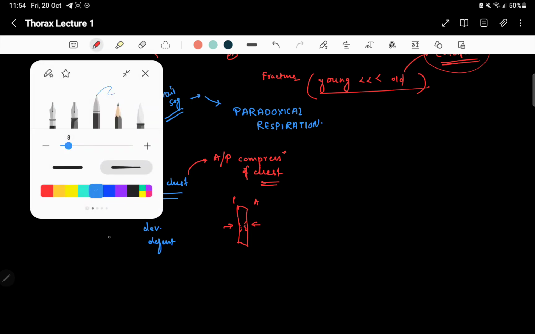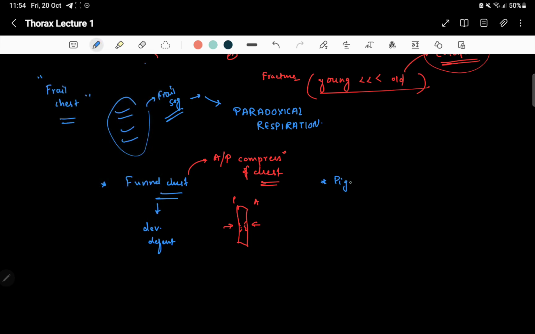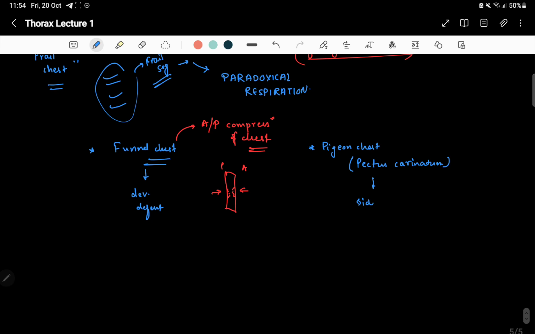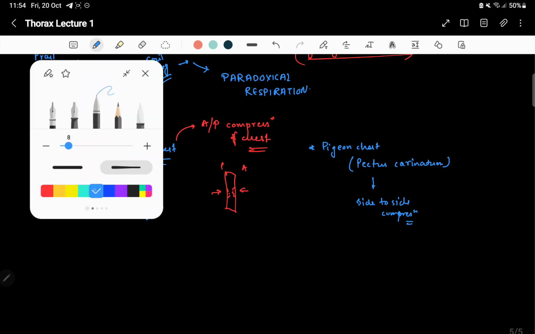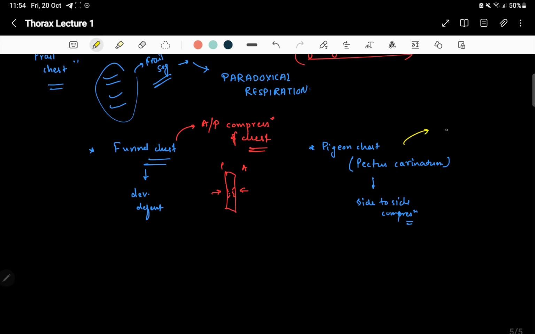Then we can have another chest which is your pigeon chest, that is pectus carinatum, in which the chest is compressed from side to side. What are the causes of this pigeon chest? It can occur in chronic respiratory diseases and rickets. In rickets, pigeon chest is seen, and in some chronic respiratory diseases, pigeon chest is found. Understood.